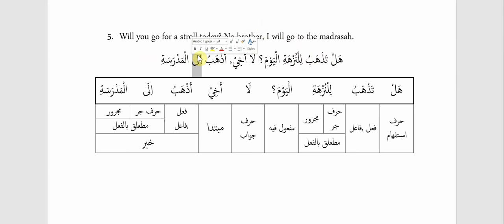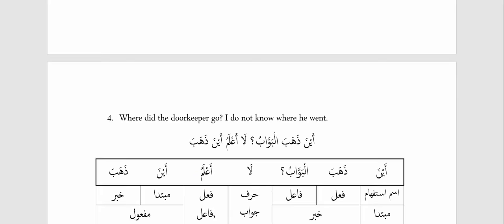And to the madrasa. So ila is going to be your harf jar, which is going to cause your next noun to go into majroor, which is madrasati. Harf jar majroor becomes muta'alliq bil fi'l, connected to your fi'l, which is adhabu, and then all of this is the khabar, because you had akhi first, and as we said, because it starts with a noun, it becomes a nominal sentence, mubtada khabar. The subject and everything that follows the subject is the khabar. Okay, and that's all for this lesson.